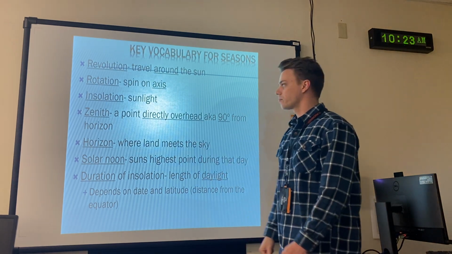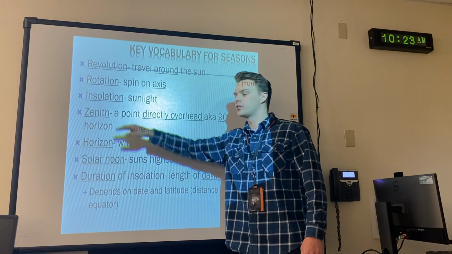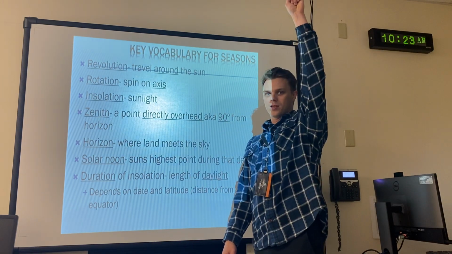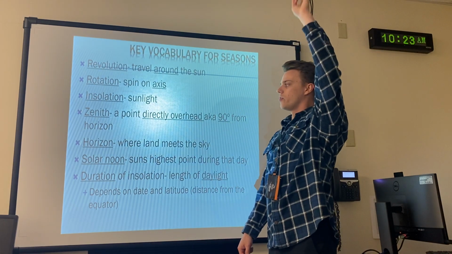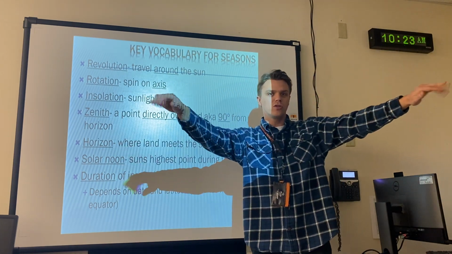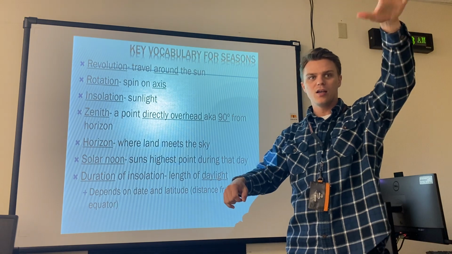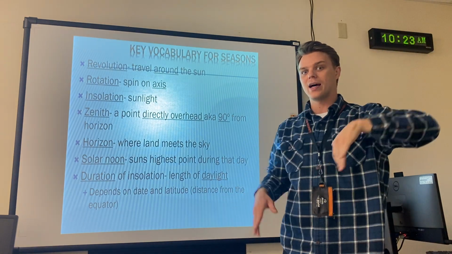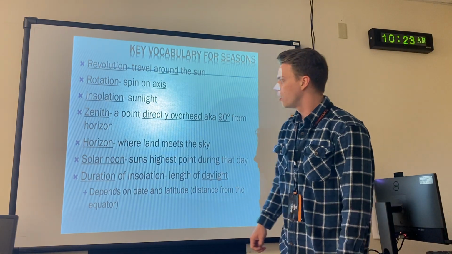Insolation is sunlight. If I ask you to point to your zenith, you're going to go like this, which just means the zenith is the spot directly over your head. The horizon is the farthest you can see out, usually where the land meets the sky or where the edge of the ocean meets the sky. It's just the furthest that you can see out.